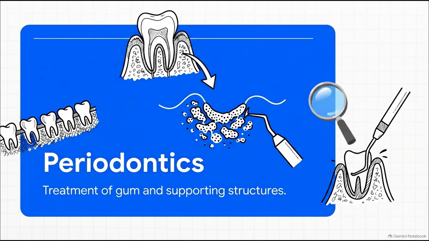Now, moving a bit deeper into the supporting structures, we have periodontics. This deals directly with the gums and the alveolar bone that actually hold the teeth in place. As a coder, you're going to see procedures like scaling and root planing feature prominently here. Those are the deep cleanings performed below the gum line to remove hardened plaque and tartar.